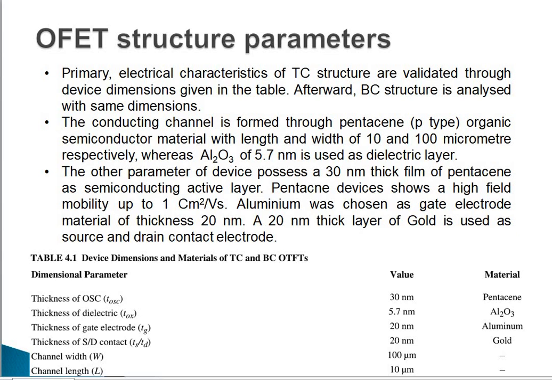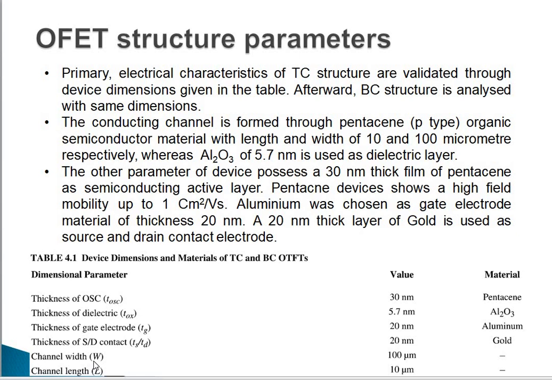As I have already mentioned, the thickness of the organic semiconducting layer is 30 nanometer and the material is pentacene. Thickness of the dielectric layer is 5.7 nanometer and the material is Al2O3. Thickness of the gate electrode is 20 nanometer and the material is aluminum. Thickness of source and drain contact is 20 nanometer and the material is gold.